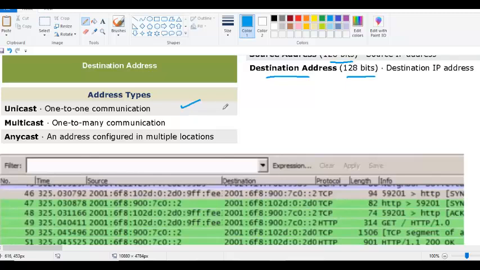No confusion, right? Anycast means the closest. I want you to remember this word, closest. Nearest. Anycast addresses are configured in multiple locations, but I'll be using the closest.